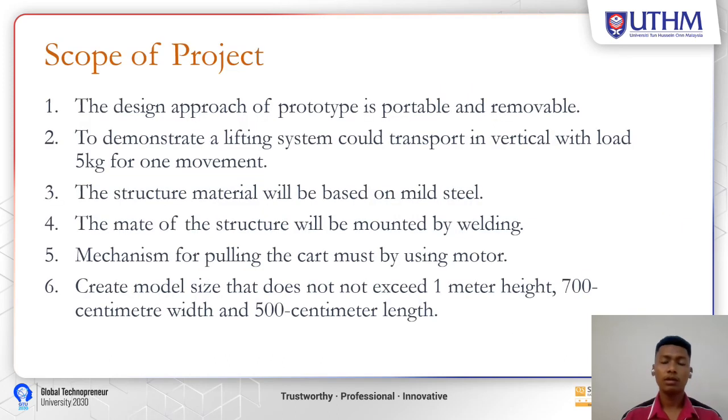Okay, the scope of the project has six points. First, the design approach of the prototype is portable and removable. Second, to demonstrate a lifting system that can transport a vertical weight load of 5 kg in one movement. Third, the structure material will be based on mild steel. Fourth, the structure will be joined by welding. Fifth, the mechanism of pulling the carriage must use a motor. And sixth, to create a model size that does not exceed 1 meter height, 700 centimeters width, and 500 centimeters length.